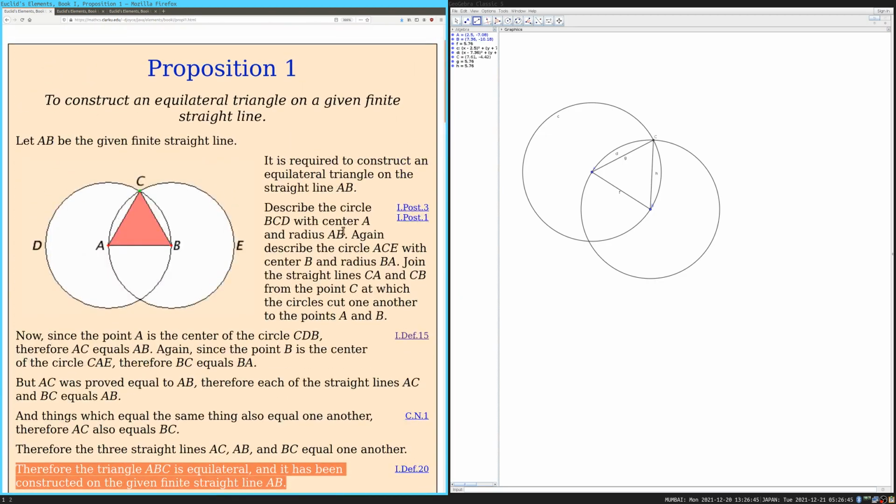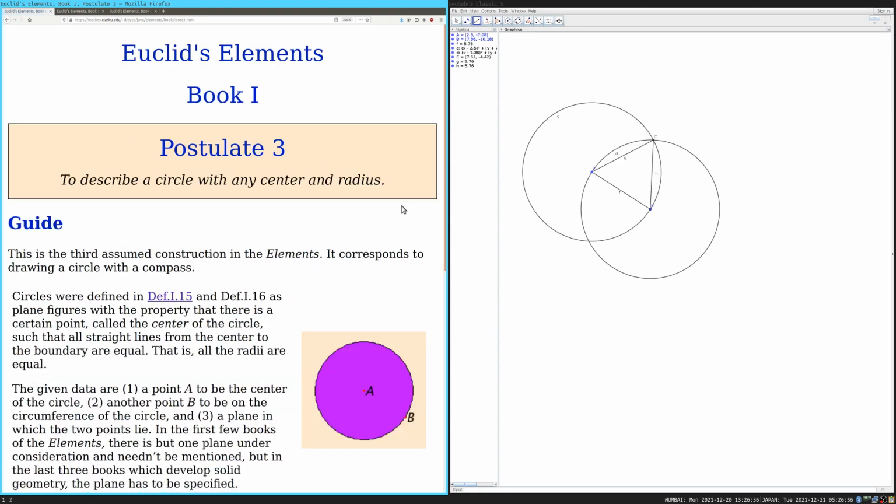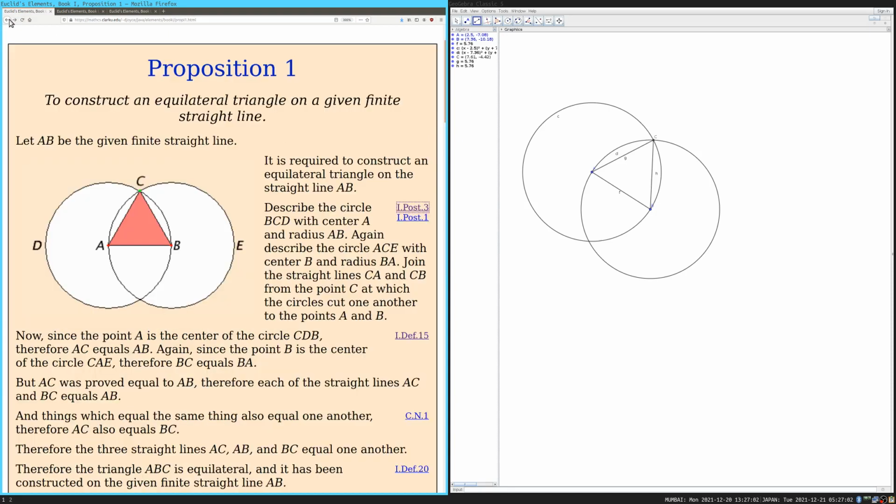Right, and I want to note, this is referencing a prior postulate. So, BCD with center A and radius AB is referencing postulate 3, so we can describe a circle with any center and radius. This is saying we have a compass. And I think it's actually better to play with this stuff in GeoGebra.